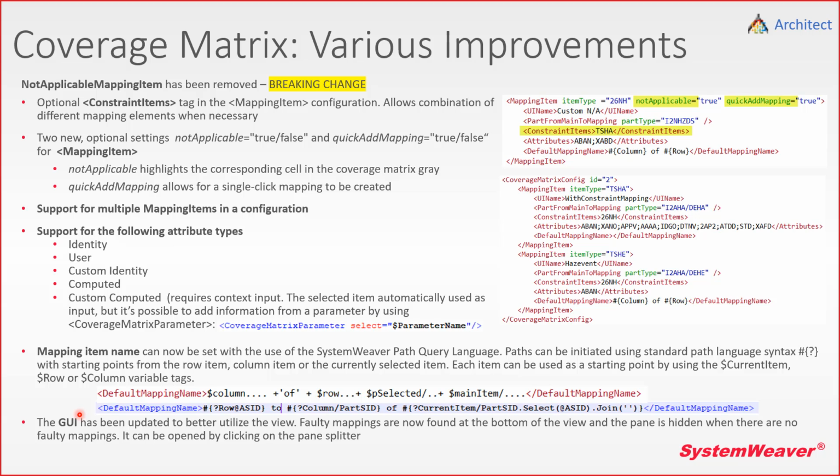Oh yeah, and we updated the GUI somewhat. So at the bottom of the view is a faulty mappings pane, and that's now hidden if there's no faulty mappings. But you could always pull it and open it up to see what's there, or you can hide it. So that's a breaking change. If you do use this extension view from us, you'll need to go and rework your not applicable configuration part.